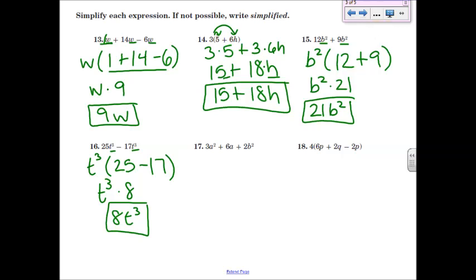In number 17, we have a squared, a, and b squared. A squared and a both have the same variable, but a squared does not match a in the exponent. So there are no like terms here, so this one is already simplified.